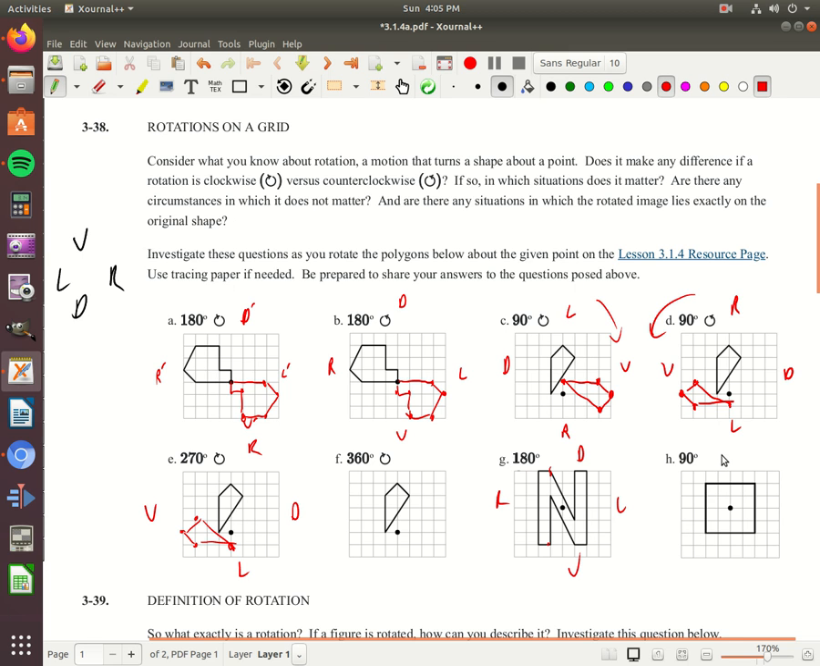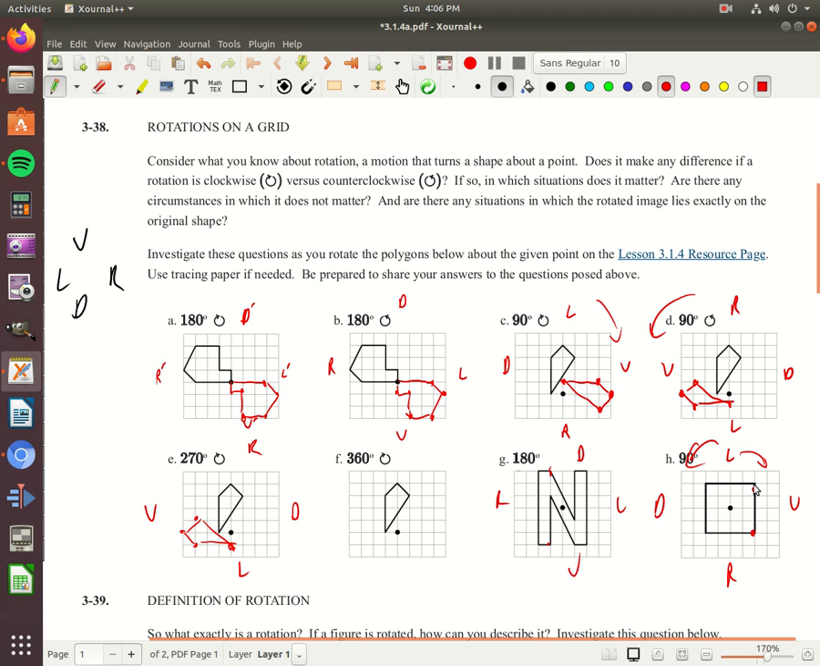And then here, if I go 90, it doesn't say which direction, but again, it shouldn't really matter if I go this way or this way because it's a square. So let's just go this way: up, down, left, right. I went right 2 and up 2, right 2, up 2. I'm moving points, right?